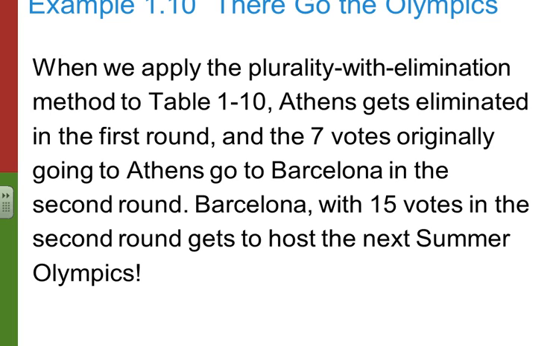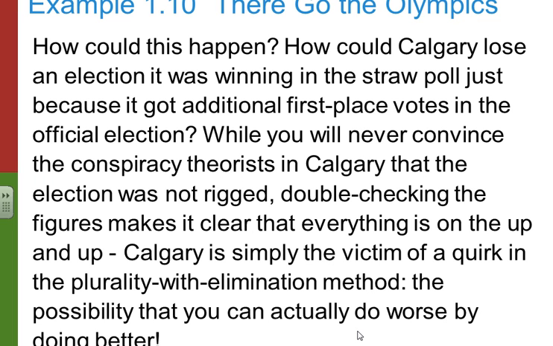Now, they're not going to have the next Summer Olympics because we make those decisions 12 years in advance. But other than that minor problem, how could this happen? How could Calgary lose an election if it was winning in the straw poll, got more first-place votes, but still lost? You think it might be rigged. Double-checking the figures makes it clear that everything was on the up and up. Calgary is simply the victim of a quirk in the system.